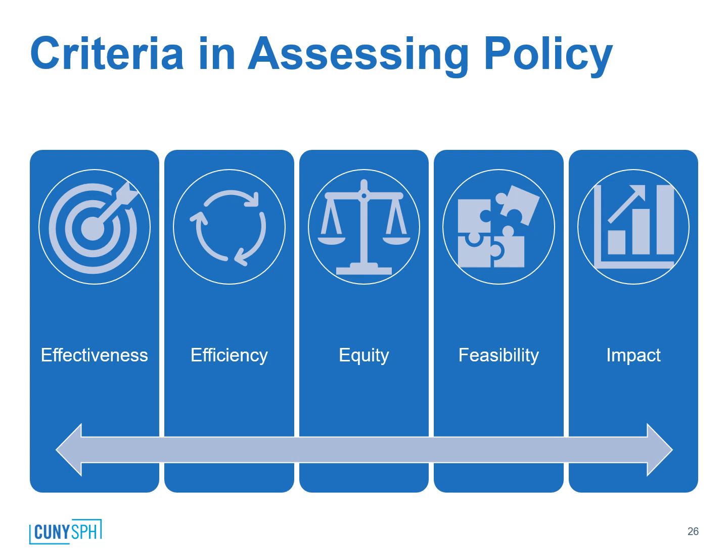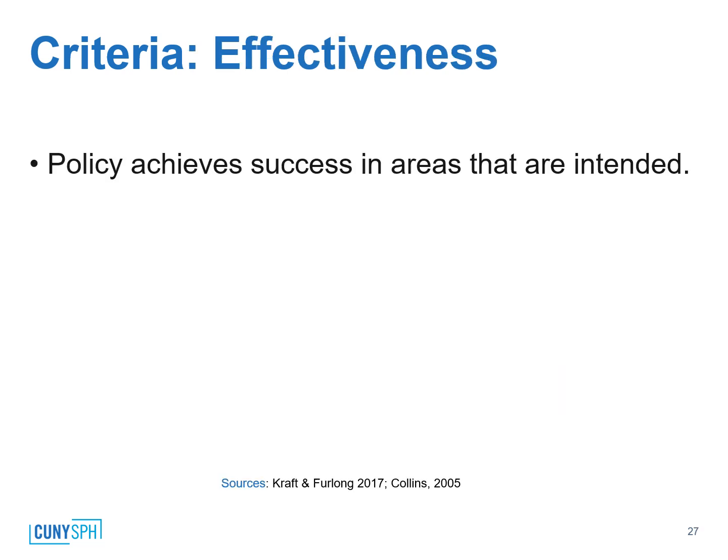Decision making is no longer confined to bureaucracies. It's dispersed across many actors, adding both complexity and uncertainty. So let's walk through the criteria one by one. Effectiveness asks what does the policy achieve, and does it achieve its intended outcomes? In HIV, we measure effectiveness through indicators like reduced transmission, higher retention in care, and viral suppression rates.